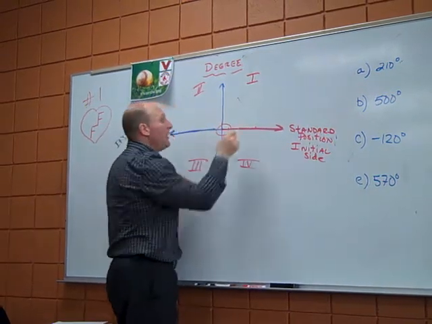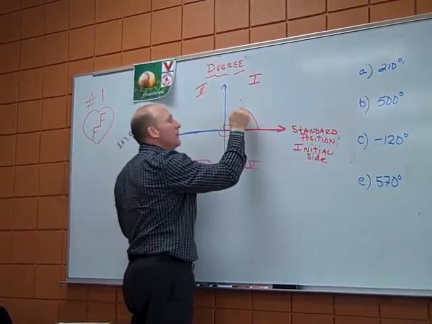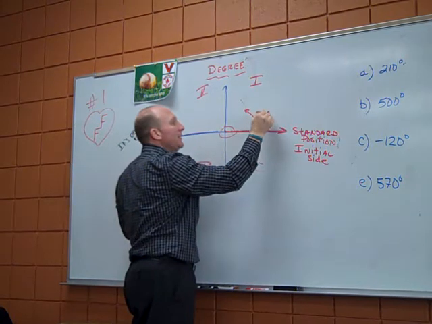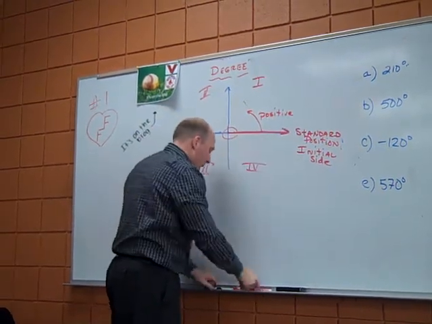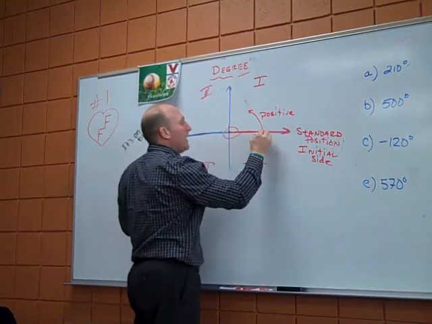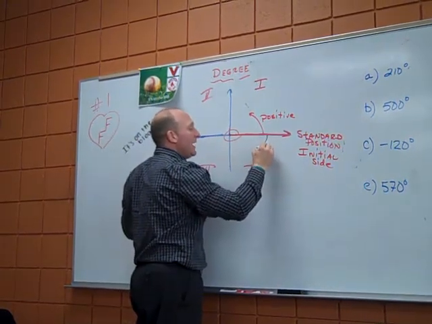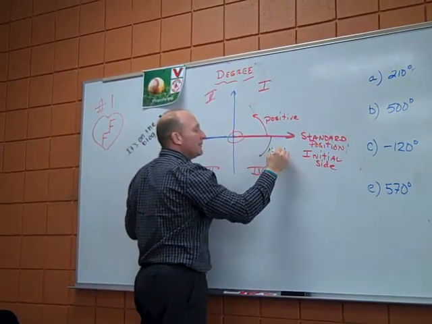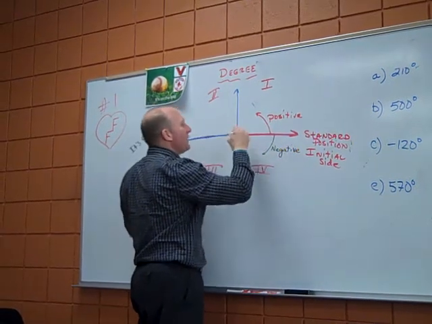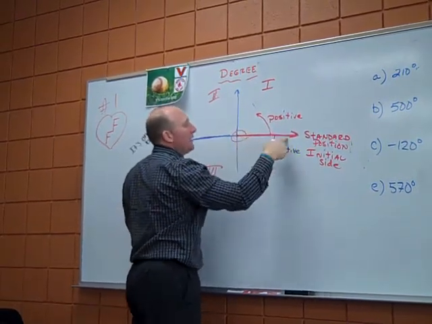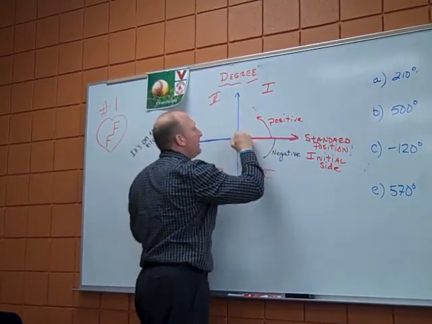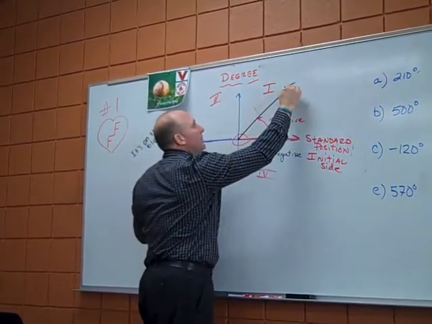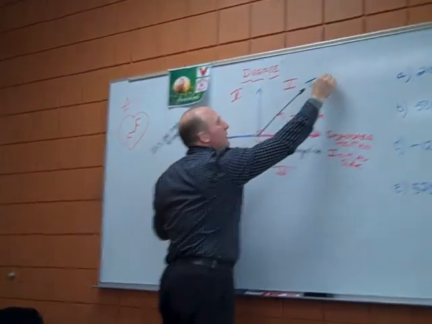Okay? Now, if we move upward, that is a positive degree. If we work downward or clockwise, that is negative. So, if I am going to draw an angle in standard position with the initial side here, and this is called your terminal side, where it stops.